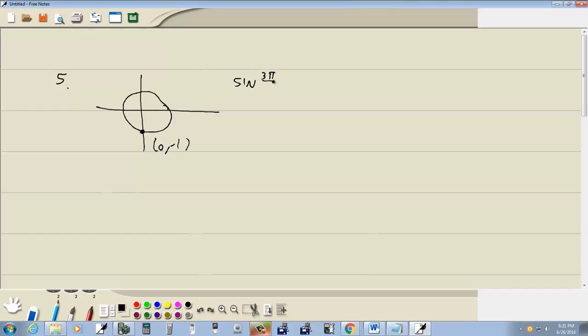Sine of 3 pi over 2 is going to equal our y value, which is negative 1. Cosine of 3 pi over 2 is going to equal our x value, which is 0. Tangent of 3 pi over 2 is equal to y over x, which is negative 1 over 0, which is undefined.